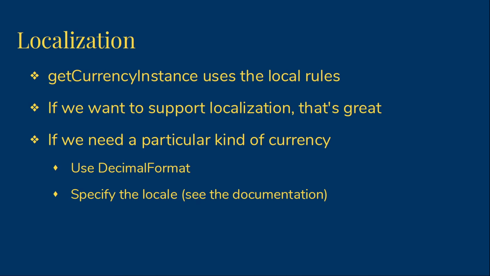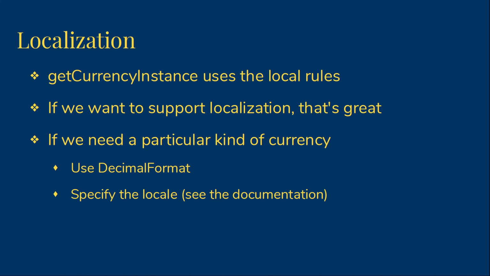So when we write our programs, sometimes we're writing programs that are going to be used in a lot of different places around the world. And they may use different currencies, and we may well want to represent things in the standard ways for theirs. Get currency instance by default will use the locality that the computer is set up for. So I'm set up for America, English, so it uses US dollars and cents and standard US kinds of rules. If we want to support localization, which we often do, this is great.